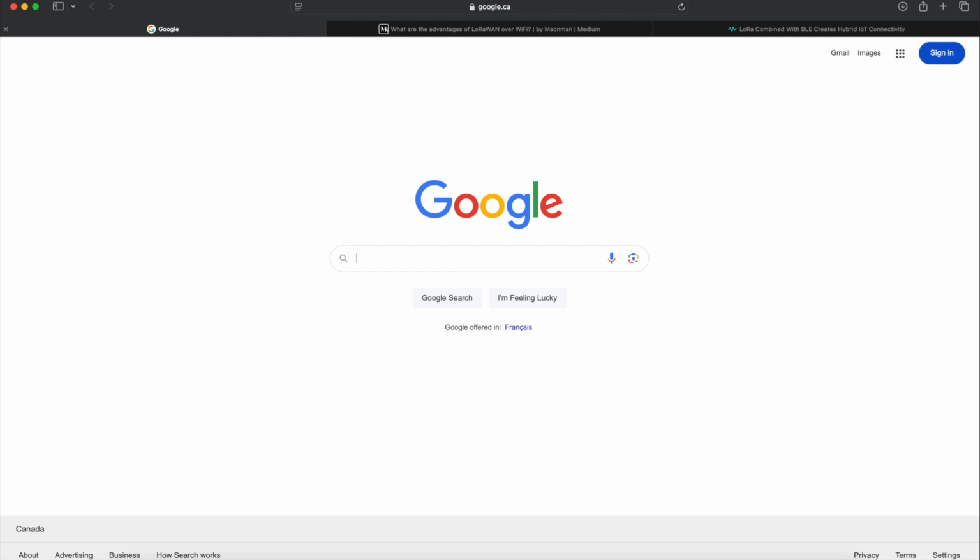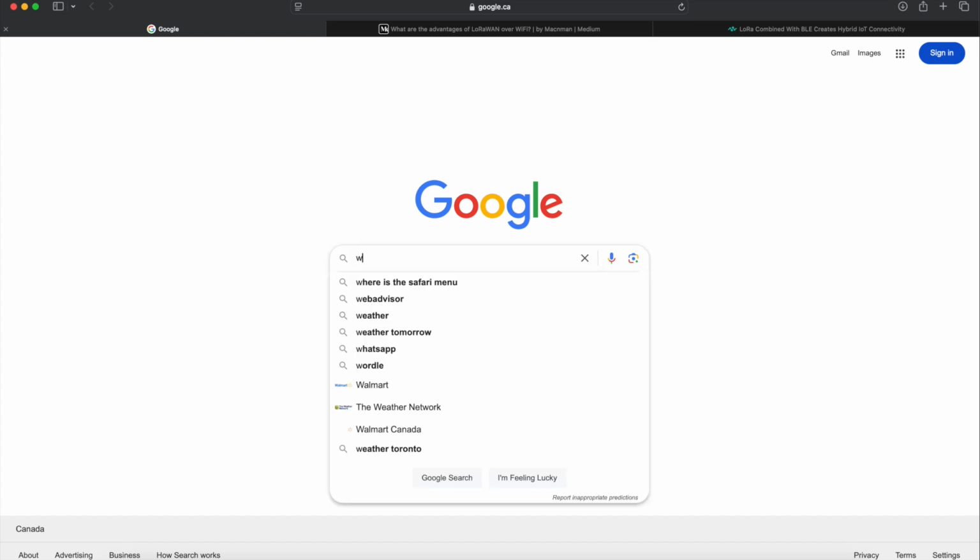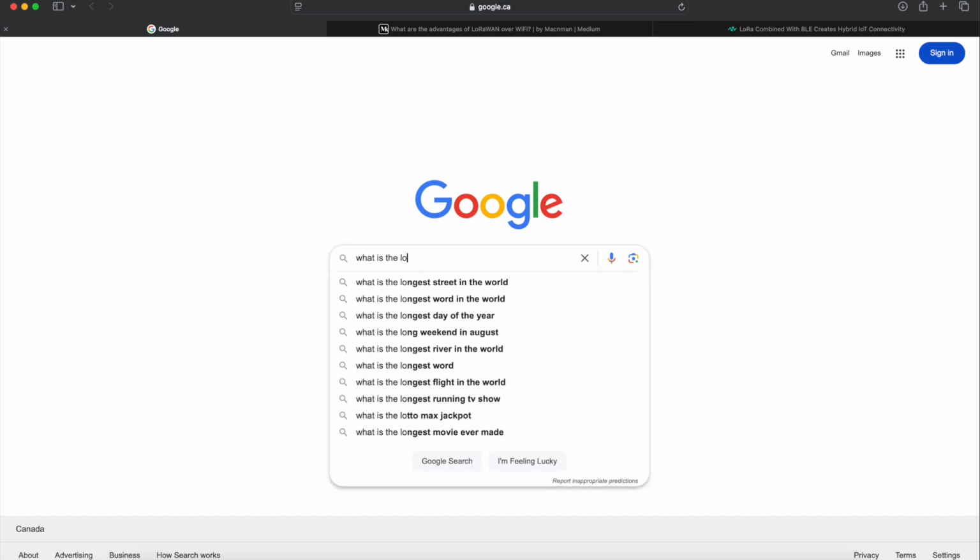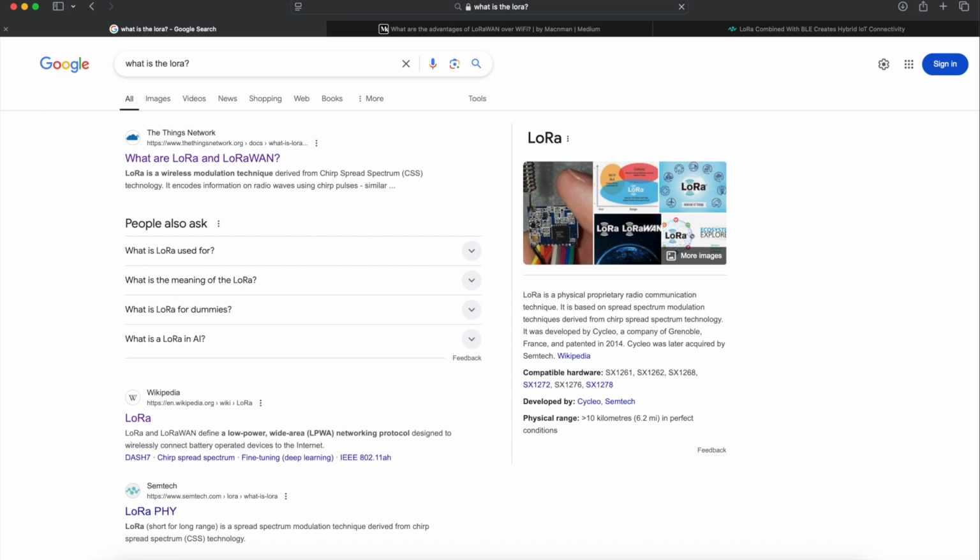When they are energy harvesting, they are doing it with the LoRa. So why don't we Google, what is the LoRa? And we're going to click on this link.